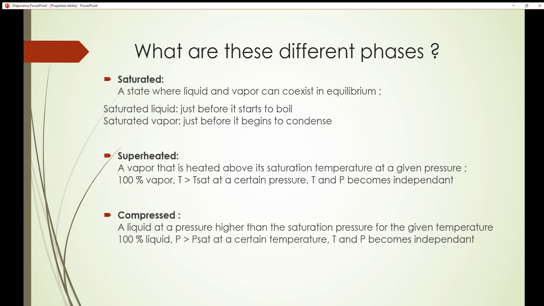The second phase is superheated. It's a vapor that is heated above its saturation temperature at a given pressure. It's 100% vapor. The temperature is higher than the saturated temperature for a certain pressure, like we said. And for this phase, temperature and pressure become independent, whereas in the saturated phase, they are dependent. The final phase is the compressed phase, also known as subcooled. It's a liquid at a pressure higher than the saturation pressure for the given temperature. It's 100% liquid. Like we said, pressure is higher than the saturated pressure for a certain temperature. And temperature and pressure also become independent.